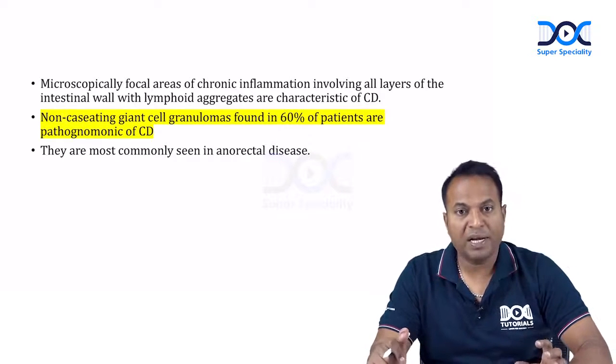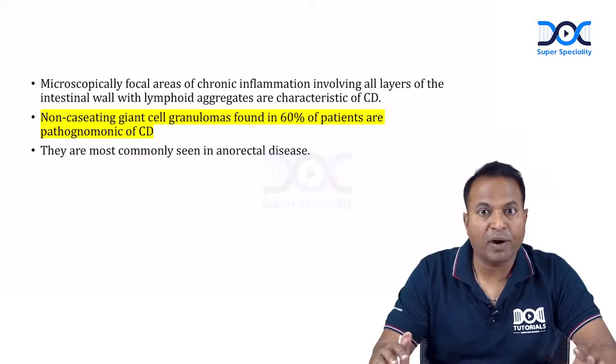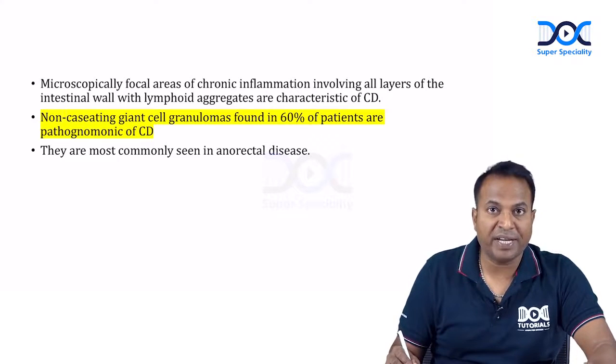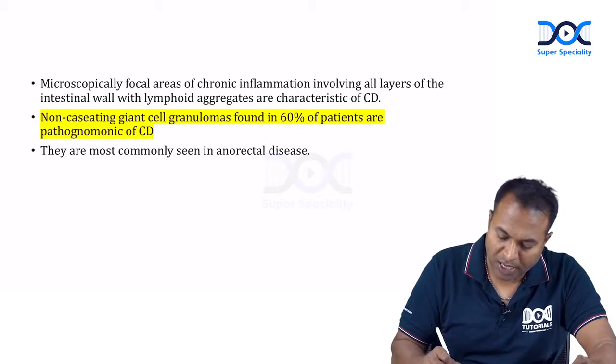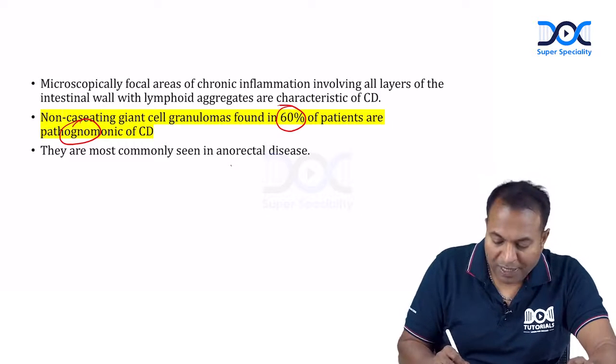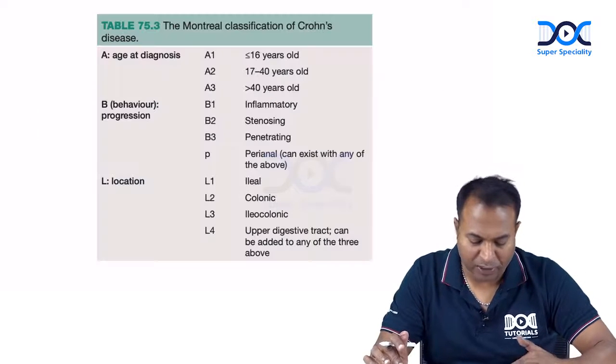Microscopically, focal areas of chronic inflammation involving all layers with lymphoid aggregates are characteristic of Crohn's disease. Non-caseating giant cell granulomas are seen in 60% and are pathognomonic. They are most commonly seen in anorectal disease. Please don't forget, they are most commonly seen in anorectal disease.